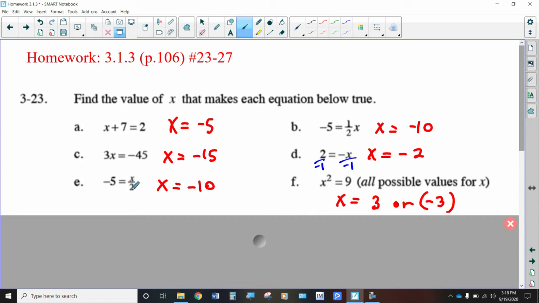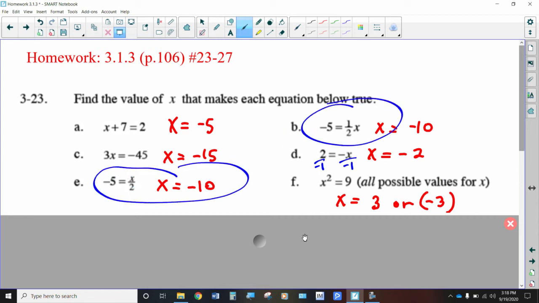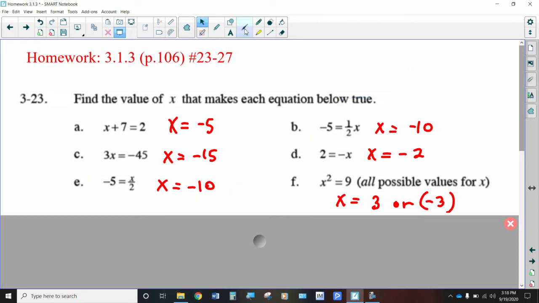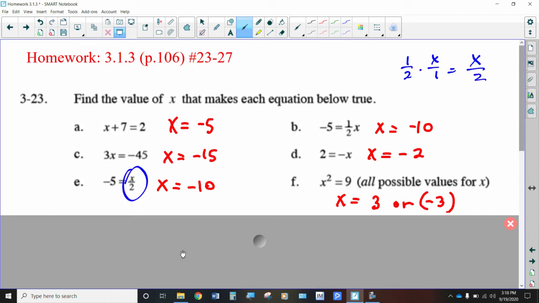Here, half of something is equal to negative 5, this is the exact same problem as this one. No difference at all between those two. In this case, if you had multiplied 1/2 times x, it would be, oops, what did I do? It would have been 1/2 times x over 1, so you'd get x over 2, and that's what you see right there.